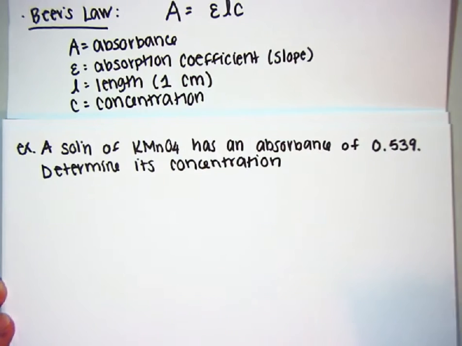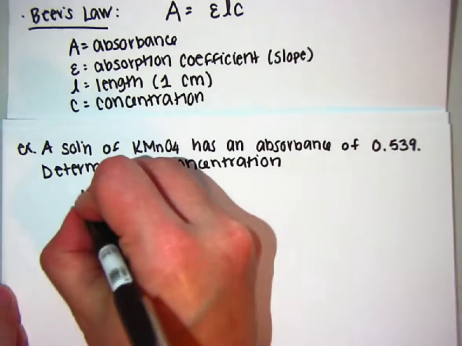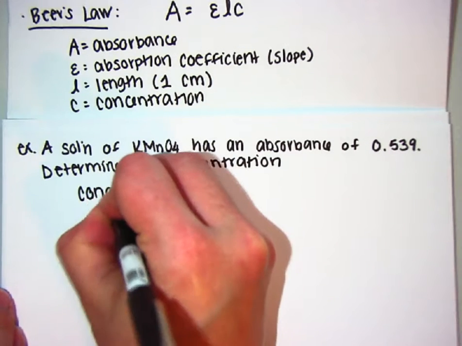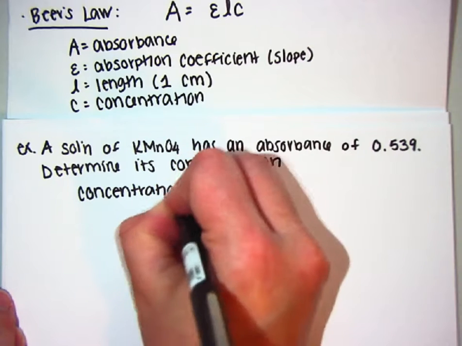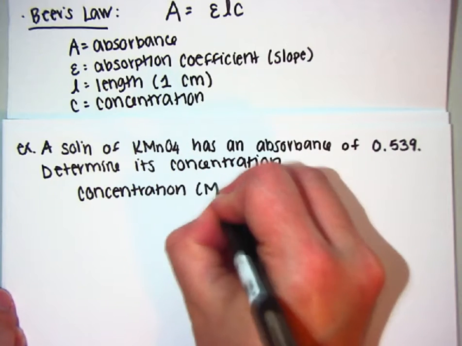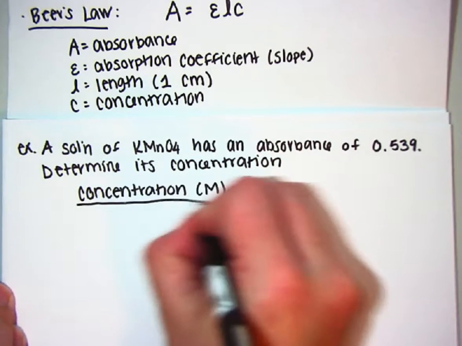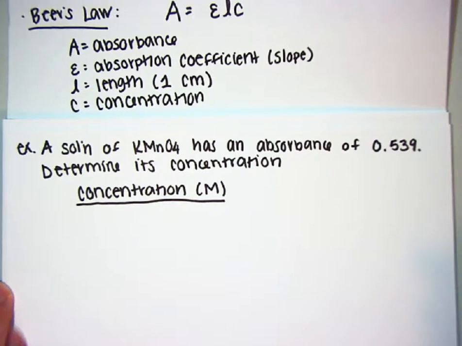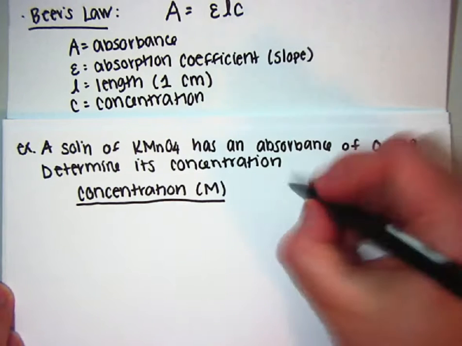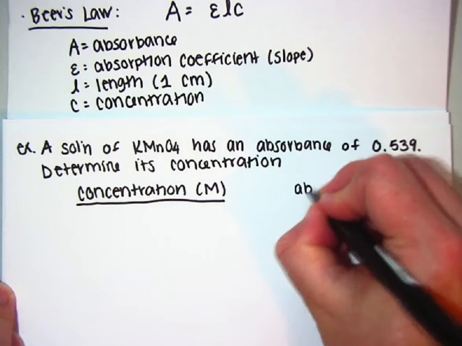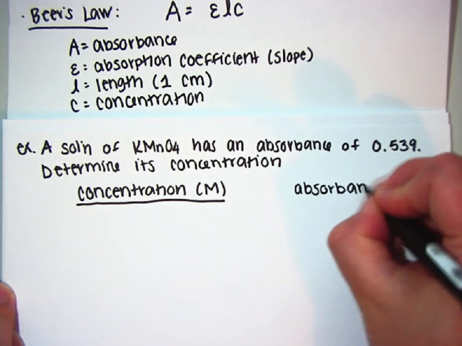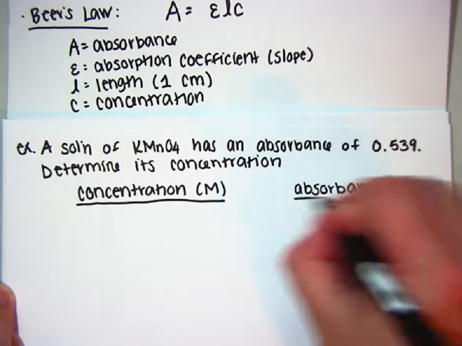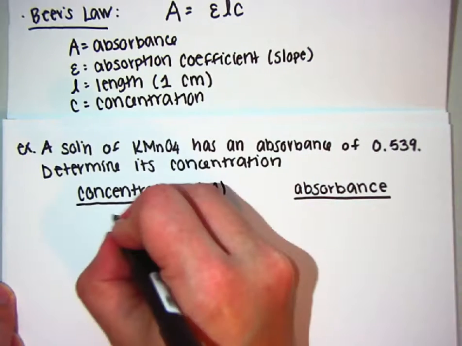And then let's say we had a data table. We have a few solutions in which we know their concentration. And we can run them through a machine called a spectrophotometer where it shines light through our sample. And we can get a reading which tells us how much light is being absorbed. And again, no units for absorbance.